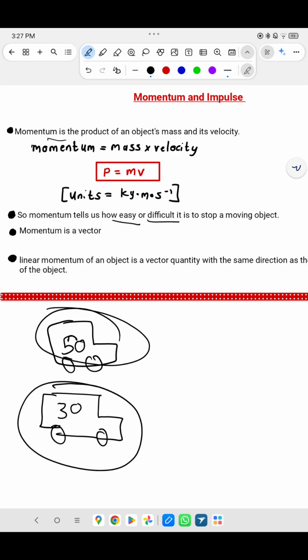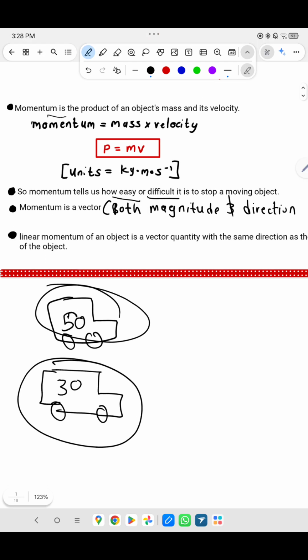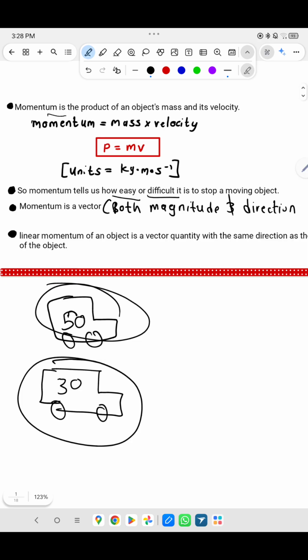Again, what we need to know is that momentum is a vector. This means that momentum has both magnitude and direction. Which means I cannot just say a car is moving at a momentum of 50 kilogram meters per second. I must say it's moving at a momentum of 50 kilogram meters per second to the right or to the left or up or down, so you include direction.